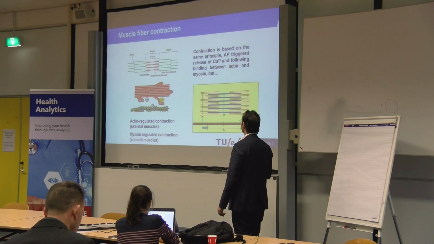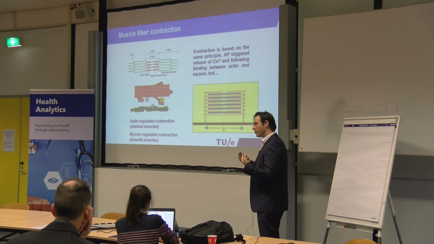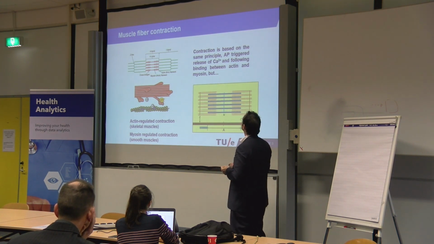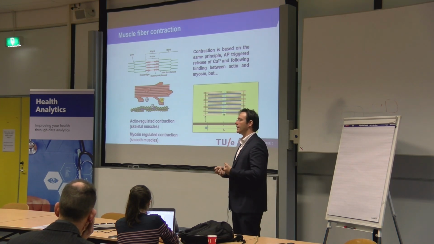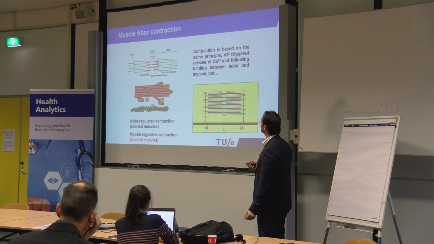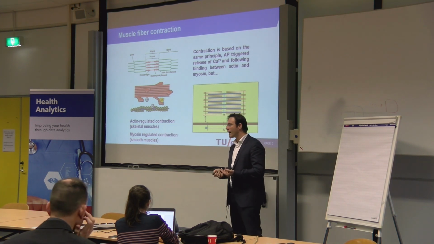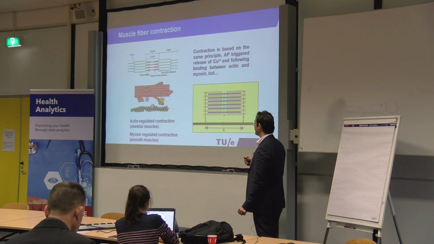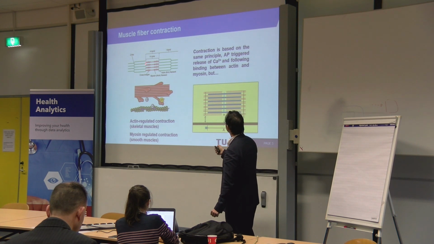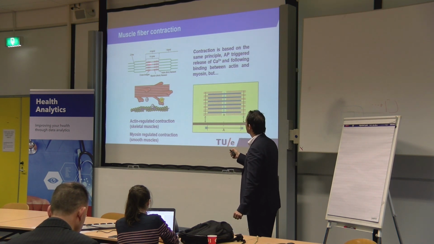How do they do that? Well, as this is also comparable for smooth and skeletal muscles, what happens is that as the action potential comes, the concentration of calcium will increase inside and will enable the binding between actin and myosin that you see here, these filaments, so the thin and thick filaments.